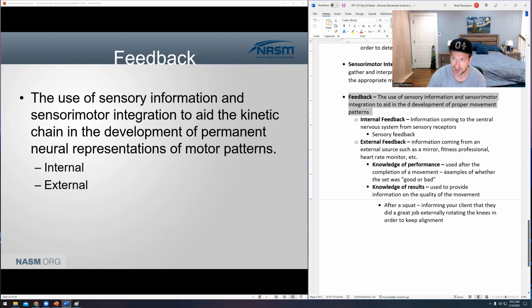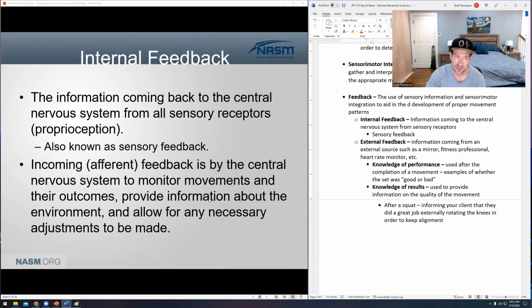That's called feedback. Now, this is more of a coaching thing than an assessment thing, so I am moving through this kind of quick. But feedback is going to use the sensory information and sensory motor integration. So like your brain feeling it and doing it simultaneously to learn how to change those movement patterns. So feedback is both internal and external.